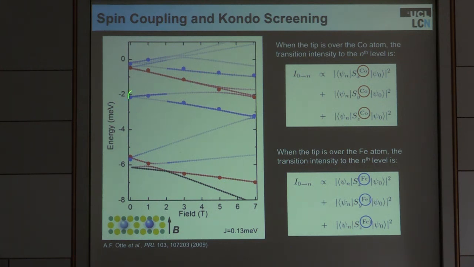And indeed, the color in these lines is basically the intensity of the excitation that you would expect to see using that matrix element that I showed you before, but only flipping one of the two spins. So what we're doing here, for example, with the cobalt is we're taking the ground state of this system, we're flipping the cobalt spin, so we're applying the SC operator here, and then we're projecting that onto the set of excited states. So what you can do is you can actually probe different excitations at different parts of the chain.